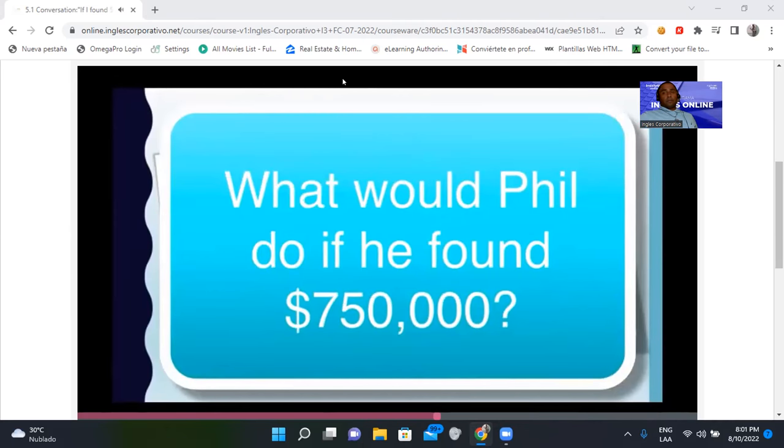$750,000? So, what would you do if you found $750,000? Oh, you know me, Pat. I'm so honest, I scare myself sometimes. I'd take the money straight to the police. I guess that wouldn't be such a bad idea. Maybe you'd be luckier than the guy in the article. Maybe the owner of the money would give you a big reward. Well, they say honesty pays, right?